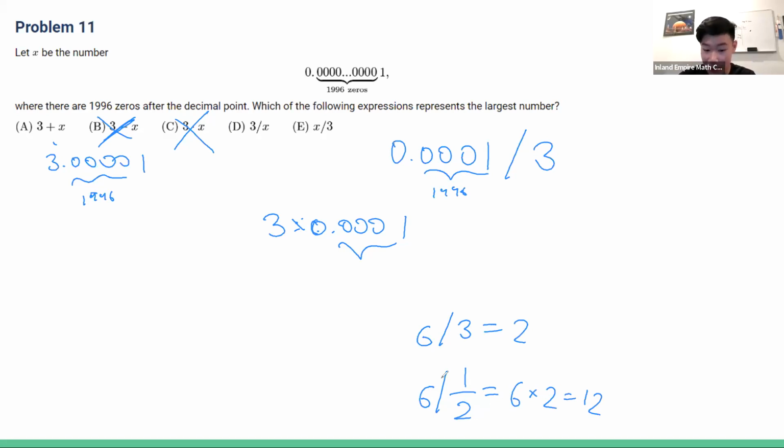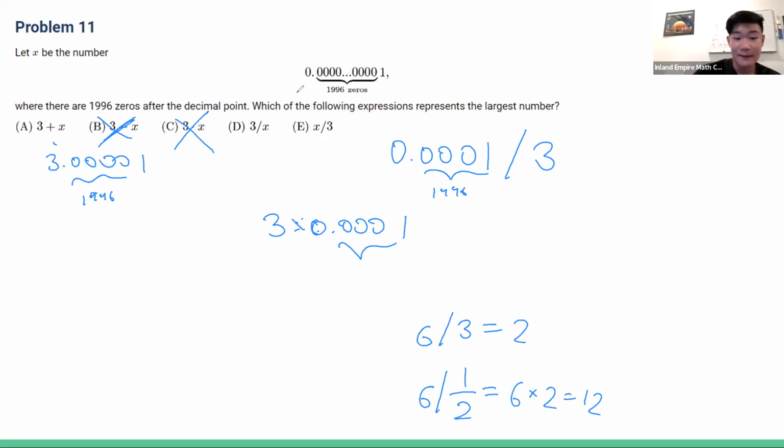So 6 divided by 1/2 is basically 12. So when you're dividing by a number that's smaller than 1, you always get a bigger number. And when you're dividing by a number that's bigger than 1, you'll get a smaller number. Okay, how do we use this to our advantage?